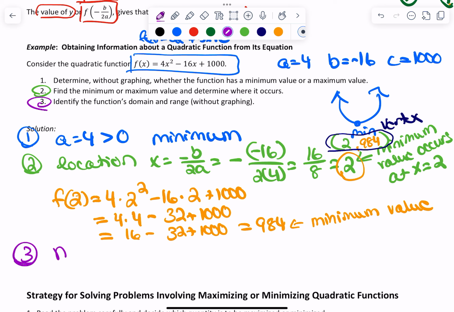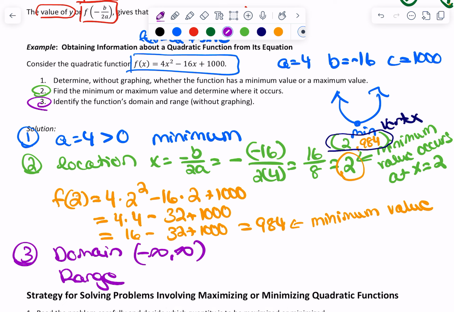So our domain, just like all quadratic functions, is going to be all real numbers. Range, we have a minimum now. So it starts from whatever the minimum value is, which in this case is 984, and it goes all the way up to infinity. And 984, the minimum value, is included. The infinity is written with the parentheses.